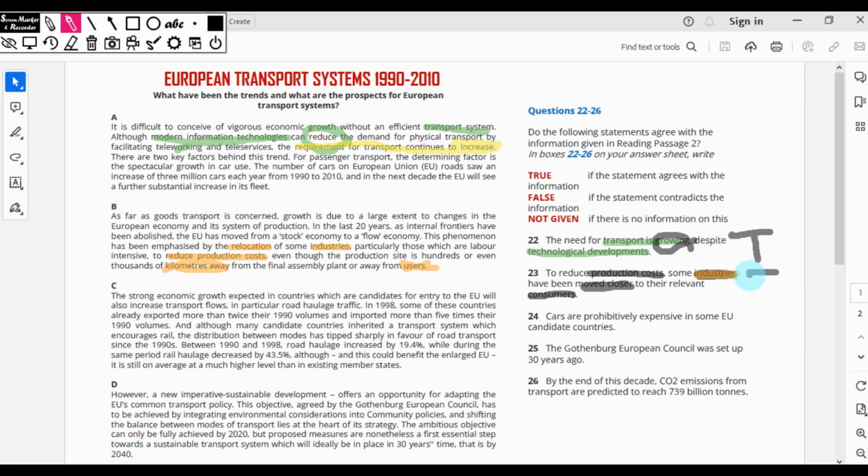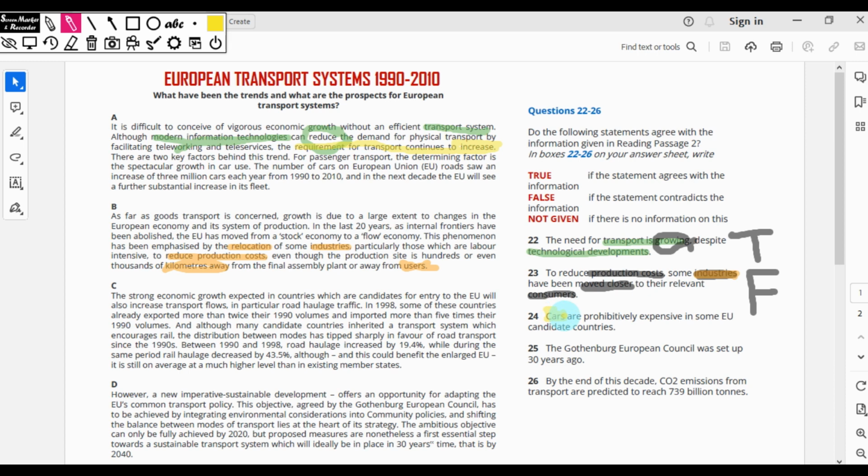The information is available in the passage, but it is not true. Available in passage, but not true. Mark the word. In the 24th question, there is: a car prohibitively expensive in EU candidate countries. Car. If the passage does not have any mention about car, then it's going to be not given.